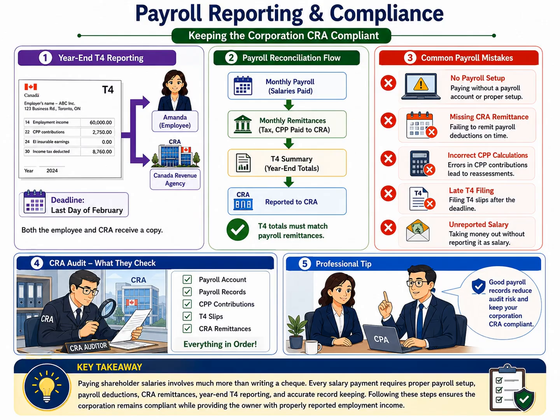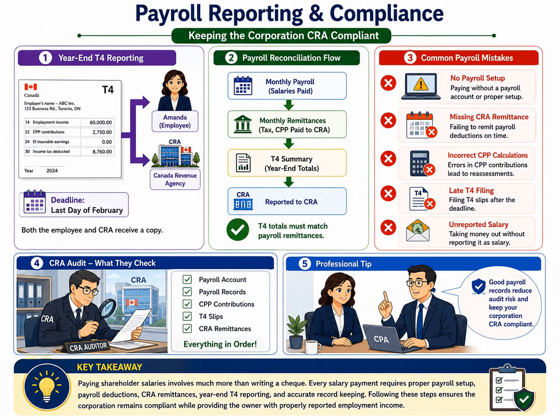At the end of every payroll year, the corporation has one final responsibility: reporting the salary that was paid to the owner-manager. This is done by preparing a T4 slip, one of the most important payroll documents in Canada. The T4 summarizes the employee's total salary, the income tax that was withheld, the CPP contributions made during the year, and any other required payroll information.